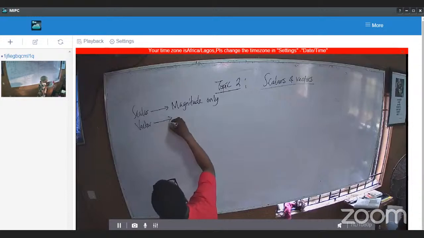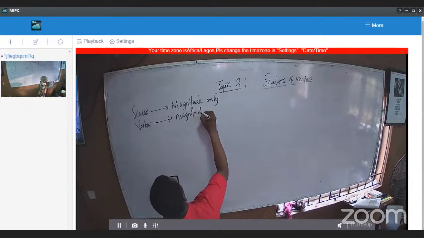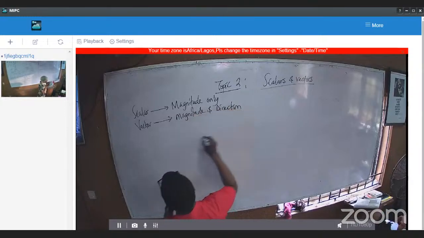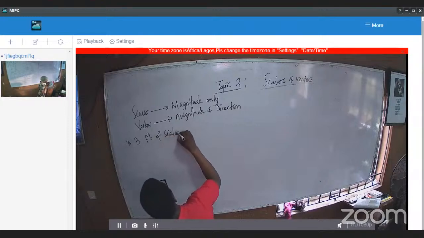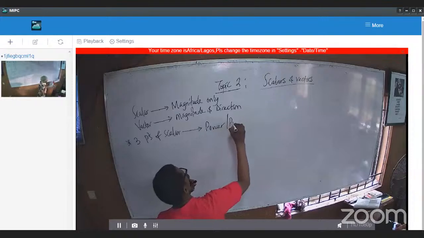Scalar. Vector: magnitude and direction. Three P's of scalar: power, pressure.